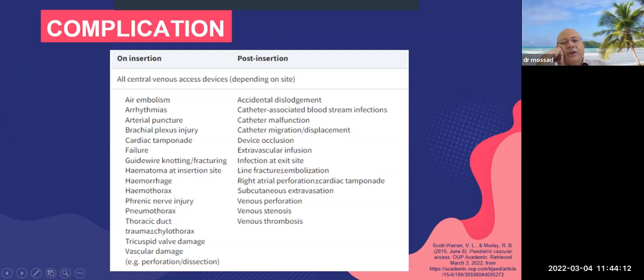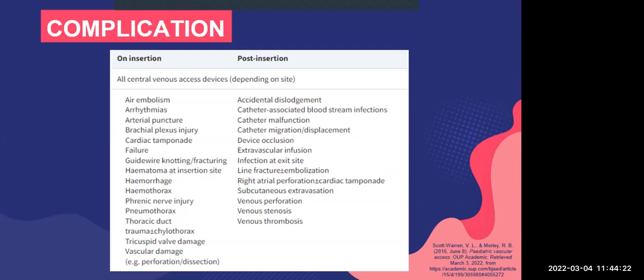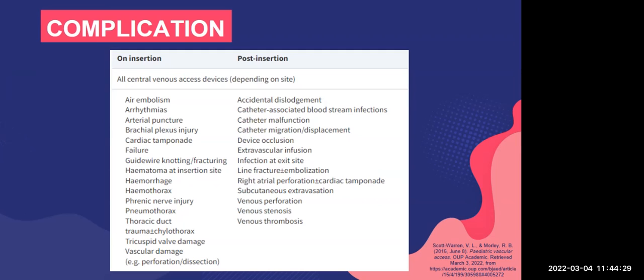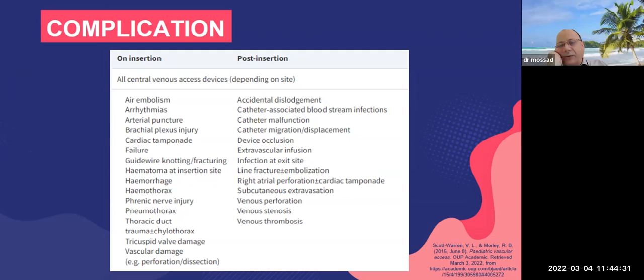Okay. The issue of inserting a line is very simple. There is a vein, and you need to define its course. And remember, the vein is better seen than felt. The artery is better felt. Sometimes you can see it, but you can feel the pulsation. And the collaterals are very important.